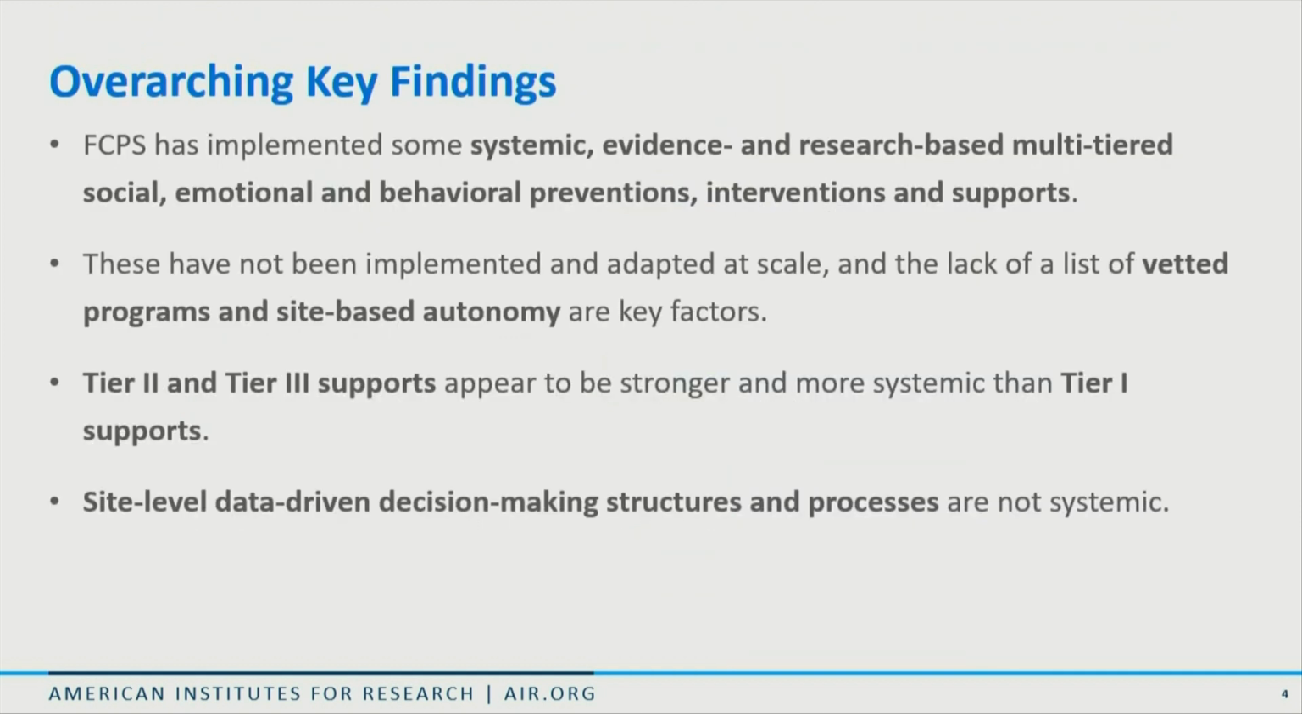Here are the overarching key findings. On the one hand, as you've already heard, Fairfax has implemented some systemic evidence and research-based multi-tiered social, emotional, and behavioral preventions, interventions, and supports. And they are of the sort that you would want to have in place if you're going to be doing a job that reduces some of the problems you're facing. At the same time, they have neither been implemented nor adapted at scale.